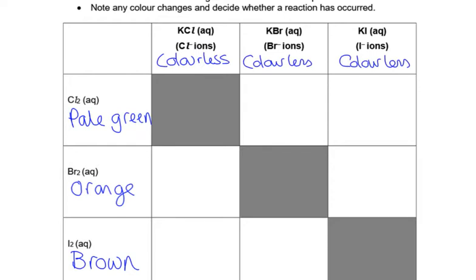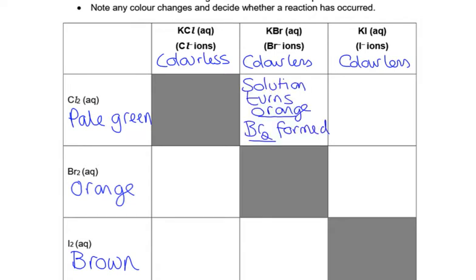So filling in the top row, when you react your chlorine, which was pale green, with a colourless KBr, the solution will turn orange because you've liberated bromine. So you have indeed done a displacement reaction there. With chlorine and potassium iodide, again a reaction takes place, the solution turns brown and iodine is formed.